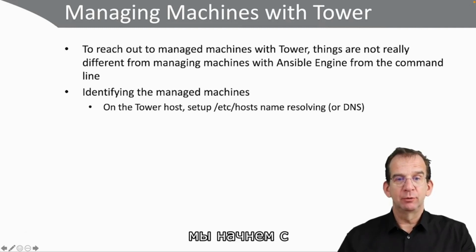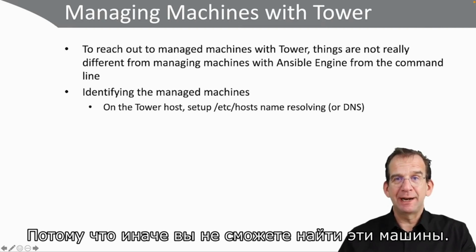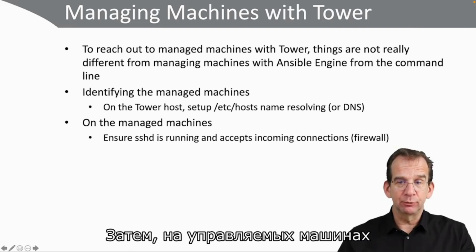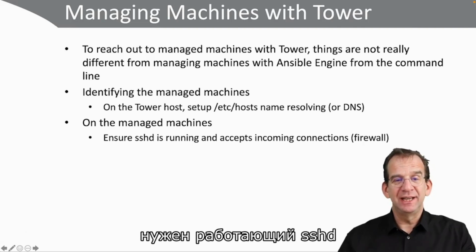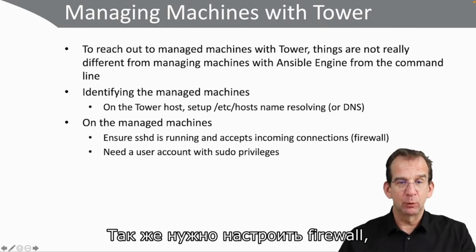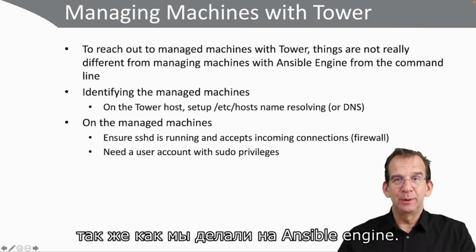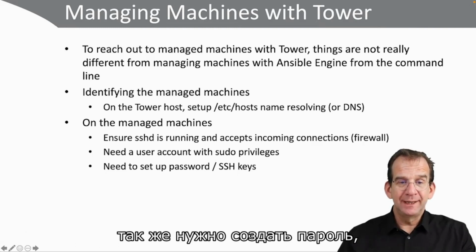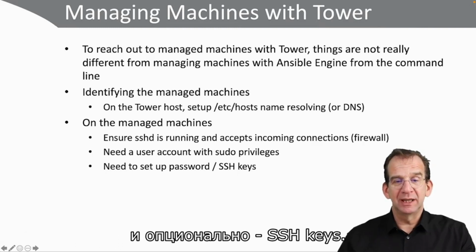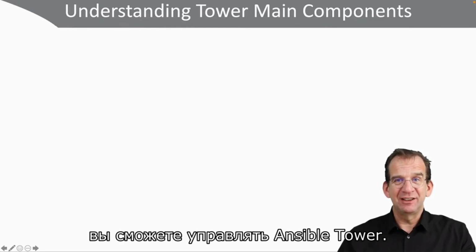On the Tower host, we'll start by setting up /etc/hosts name resolving or DNS, because otherwise you can't find the machines. Next, on the managed machines themselves, you need to make sure that SSHD is running and accepts incoming connections, so also take care of your firewall. And you need a user account with sudo privileges, like the way we did it while setting up Ansible Engine. And also you need to set up a password and optionally SSH keys. Once you've done that, you will be able to manage machines with Ansible Tower.